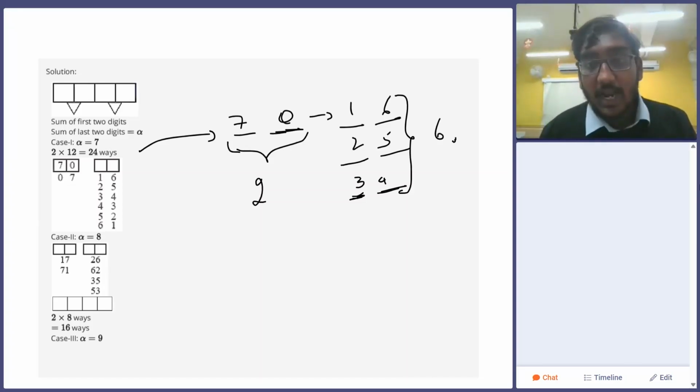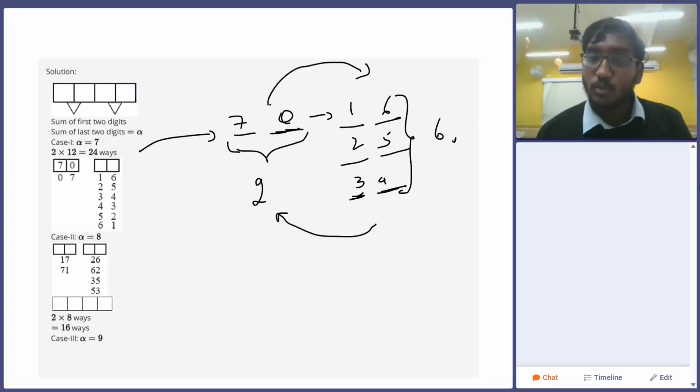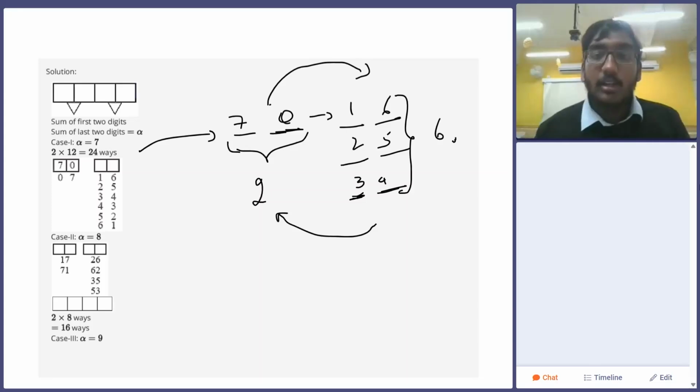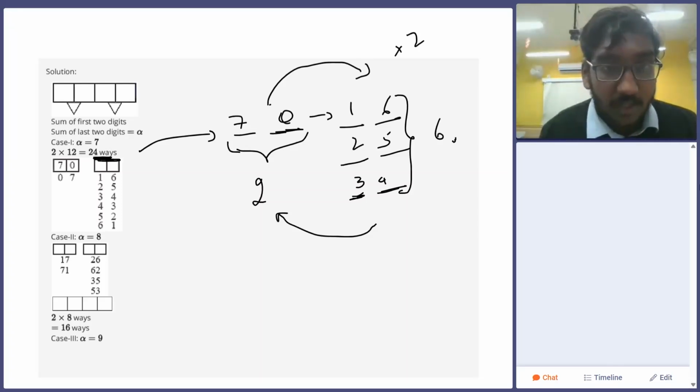So 12 ways, and there can be an internal swapping also. The first 2 can go to the next 2 and the last 2 can come to the first 2 digits, right? Even in this condition, because the only condition is the sum of the first 2 is the same as the sum of the next 2, okay? So again you have to multiply it with 2. So it's basically 2 into 6 into 2, that is 4 into 6, that is 24 ways. That is what they have mentioned, okay?